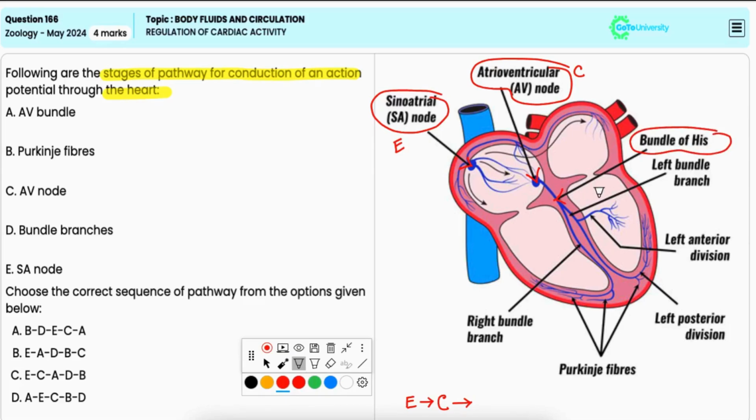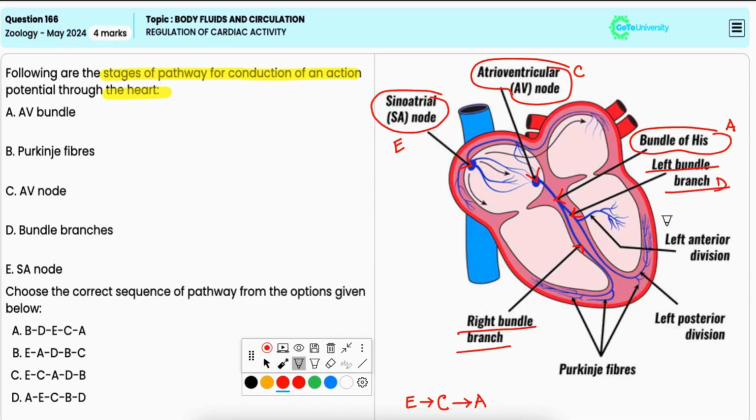Now, this bundle of His is responsible for carrying the electrical signal into the interventricular septum, and the AV bundle then divides into the right and the left branches, which run along the interventricular septum. These bundle branches carry the electrical impulse towards the apex of the heart, ensuring that the signal reaches both the ventricles.